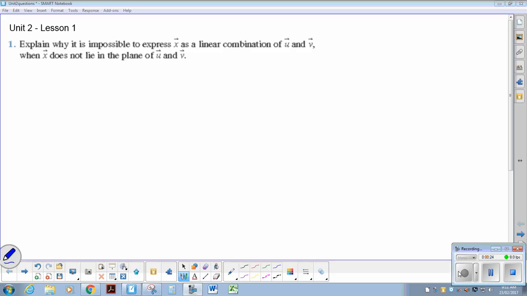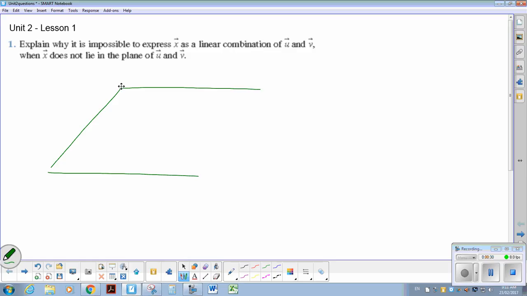So what we need to do is think of a piece of paper. I'm going to draw my best piece of paper here. On this piece of paper, which represents a plane, we know that u and v are located on this plane. The question is, why is it impossible to express x as a combination?